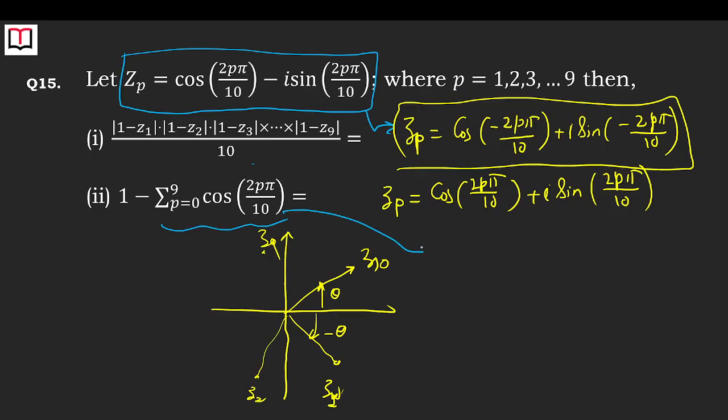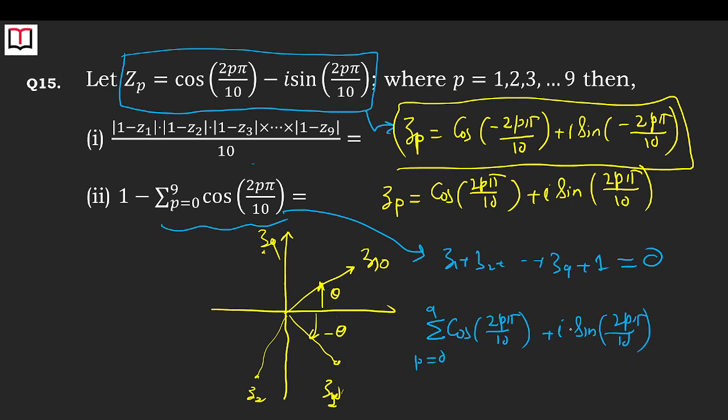What is it? If p is from 0 to 9. See, if you go for the sum of all the roots, z1 plus z2 up to z9 plus 1, this is 0. Collect the real part and imaginary part. The real part is cos of 2p pi by 10, p goes from 0 to 9, plus iota times sine of 2p pi by 10, p goes from 0 to 9, and this is 0, and any complex number is 0 when both its real part and imaginary part are 0. So this is nothing but 0, so answer is again 1 here, and that's it.